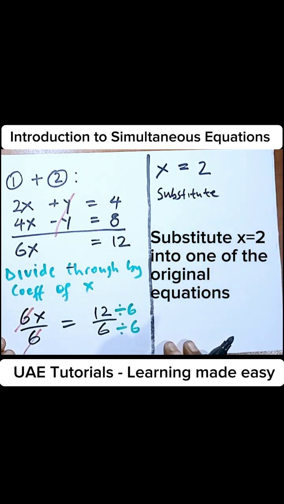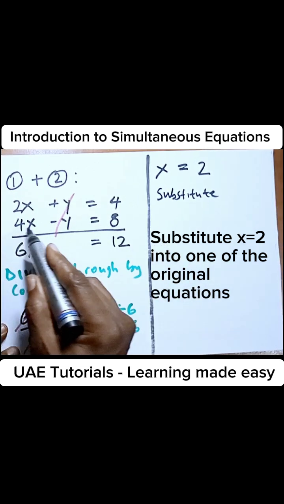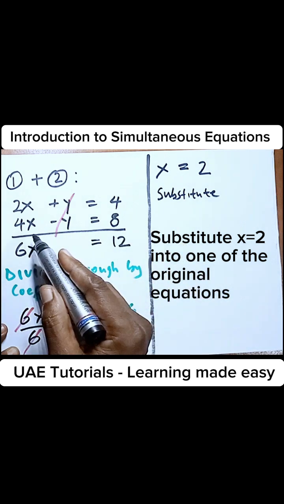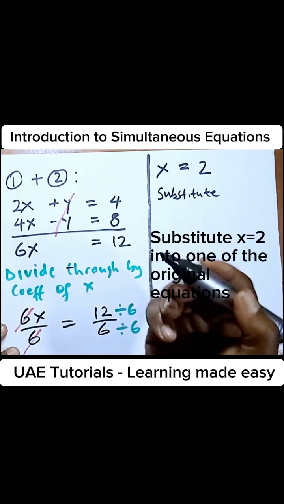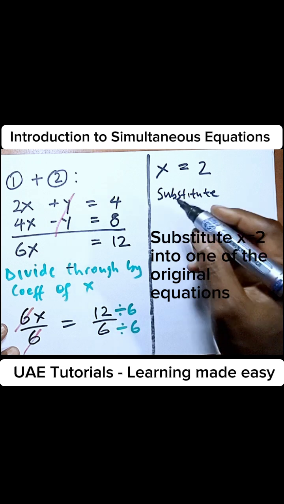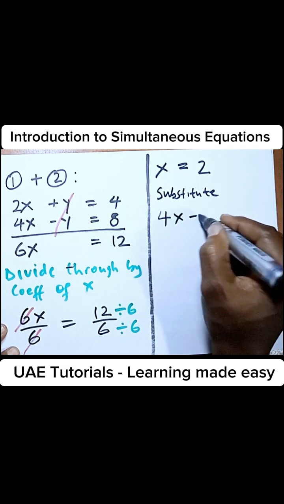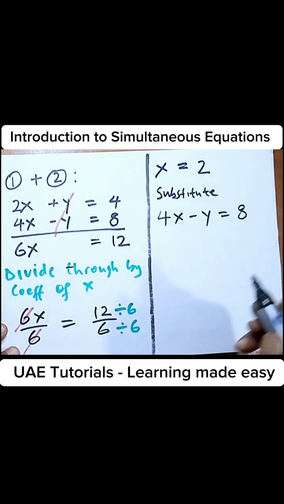All right, substitute x equals 2 into one of the original equations. These are the original equations. I am going to choose equation 2. You can choose any of the equations, but I am going to choose equation 2, which was our original equation, 4x minus y equals 8.